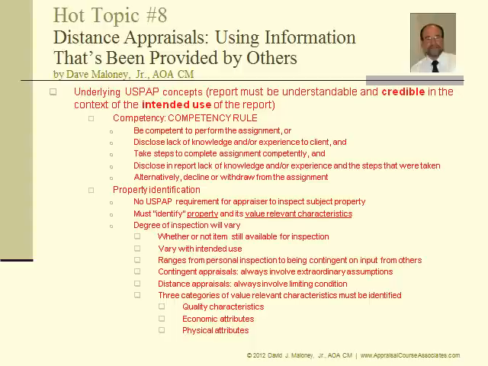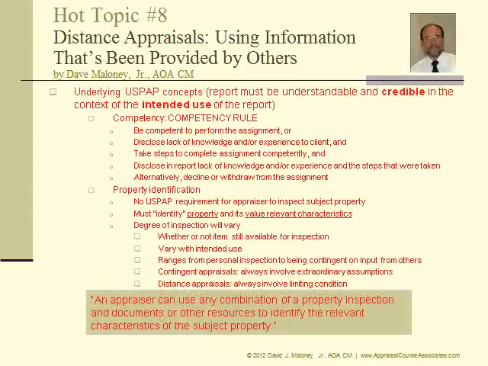So, as we have seen, USPAP requires the appraiser to be competent to perform the assignment or to acquire the necessary competency. That failing, the appraiser must decline or withdraw from the assignment. USPAP also requires the appraiser to identify the property and its value-relevant characteristics, but USPAP does not require that the appraiser personally inspect the property. Indeed, USPAP states, an appraiser can use any combination of a property inspection and documents or other resources to identify the relevant characteristics of the subject property.